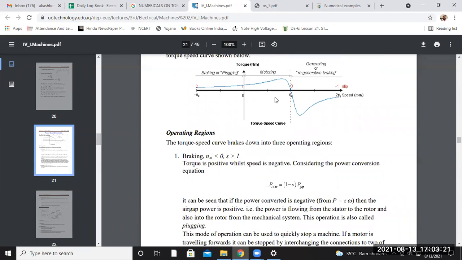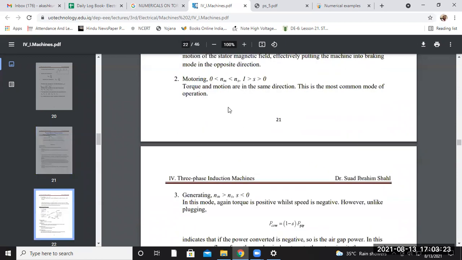Torque and speed must be derived from the DC concept. So this is the main point. You just have to remember the range of the motoring mode. What is the range of synchronous speed? What is the range of slip for motoring?